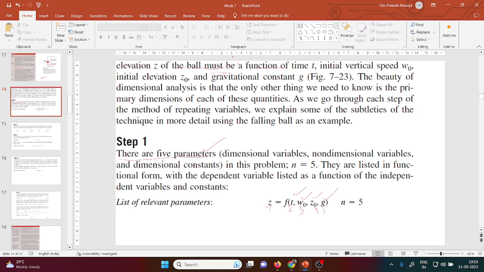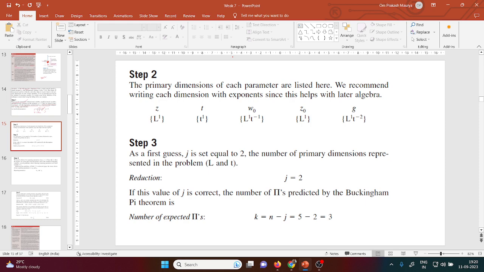They are listed in the functional form. That is, z is a function of all these things, with the dependent variable listed as the function of the independent variables and constants. There are some variables and some constants. We include all of these, constants also, because g is a constant. Actually g is not exactly constant, but we consider that it has not much effect for this kind of problem.